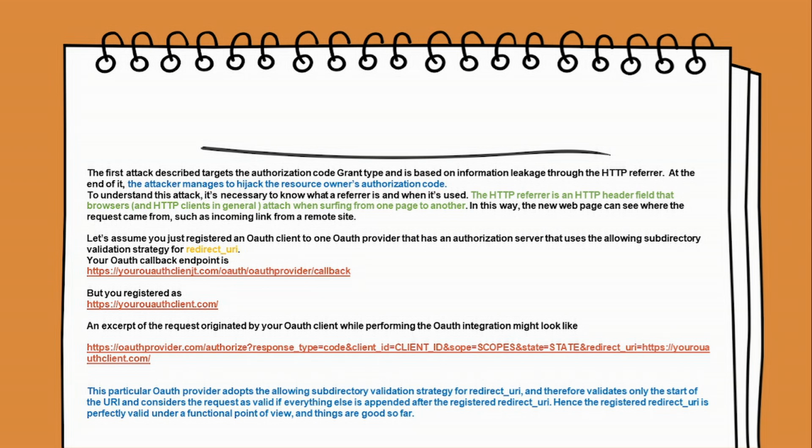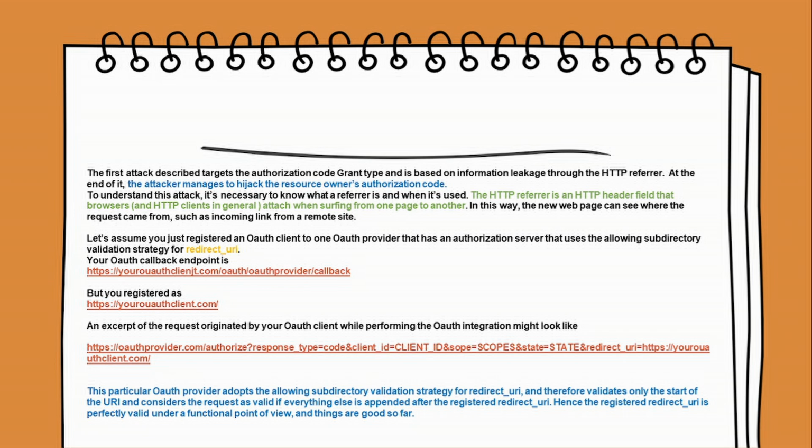The HTTP referrer is an HTTP header field that browsers attach when surfing from one page to another. In this way the new web page can see where the request came from, such as an incoming link from a remote site. Like when we are going from one website to another website, the browser attaches the link of the previous site in the form of a referrer. Now there is a problem in that, which we'll understand in this session.